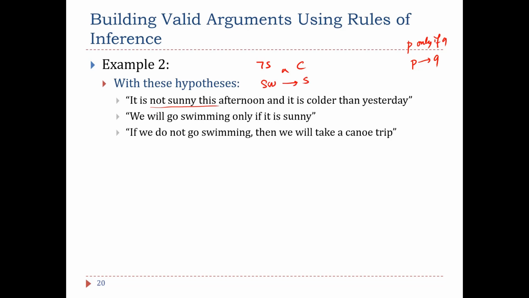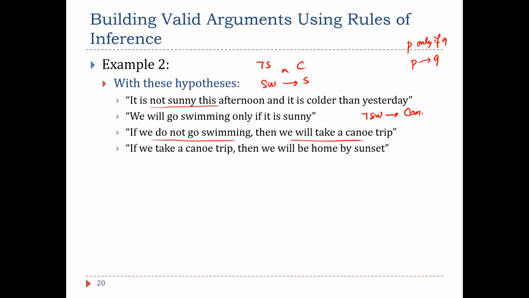If we do not go swimming, then we will take a canoe trip. This is a typical if P then Q, so we write it as not swimming implies canoe trip. If we take a canoe trip, then we will be home by sunset. It's yet another if-then, so it's an implication: canoe trip implies sunset, or SS, just to show SS in it.